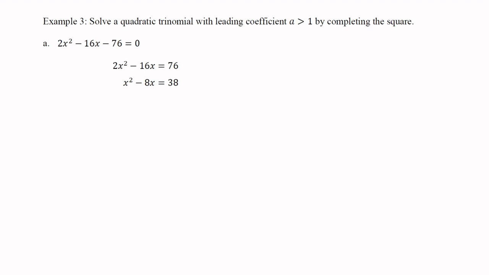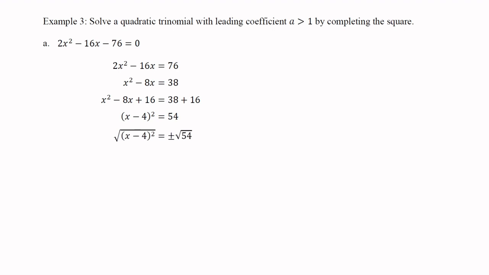Now we're going to complete the square on the left-hand side. So we take our b term, which is negative 8, divided by 2, which gives us negative 4, and square it, which gives us 16. So we're going to add 16 to both sides. When we do that, we're going to be able to factor the left side as a perfect square trinomial, giving us x minus 4 quantity squared. We add 38 and 16 on the right side to give us 54.